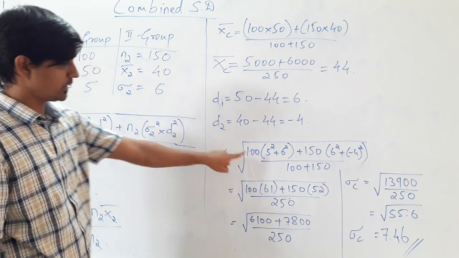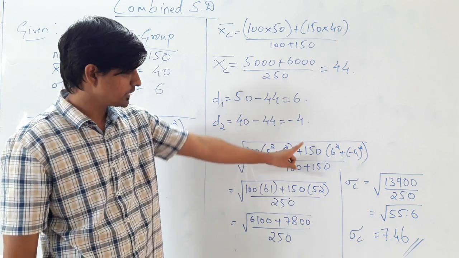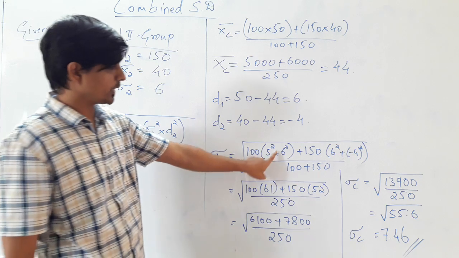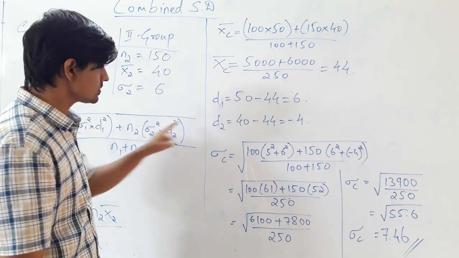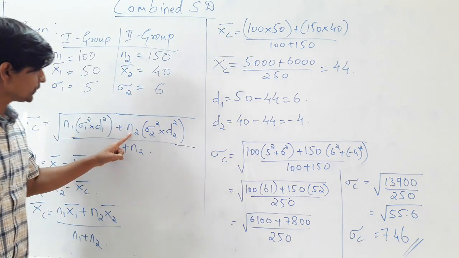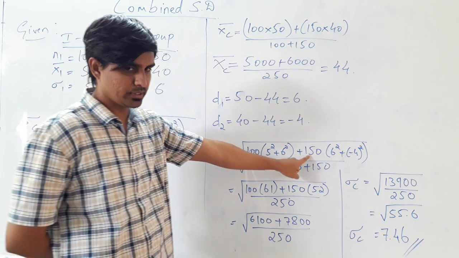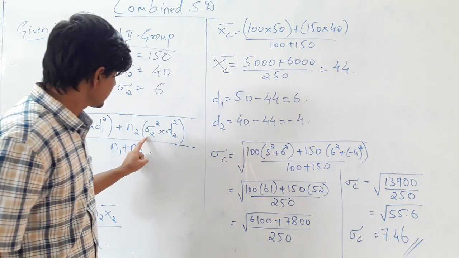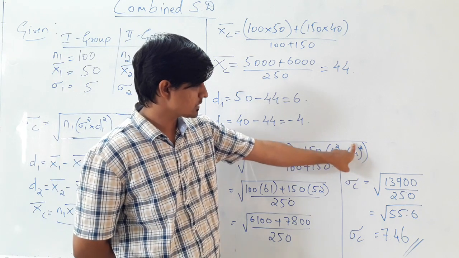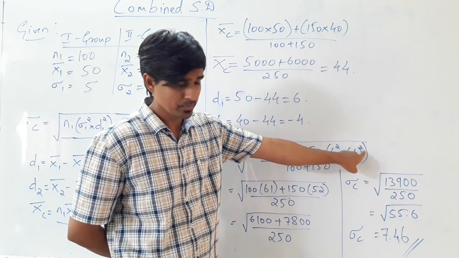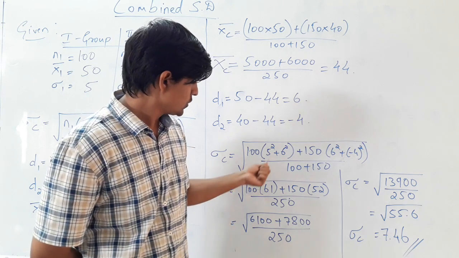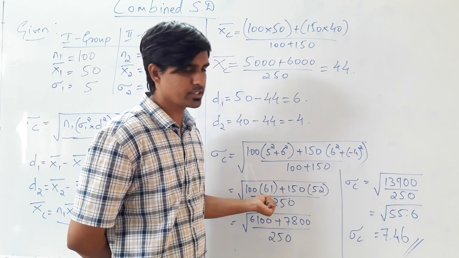Now we have to find the combined standard deviation, under root n1, where n1 is 100. Bracket open and close, I have already written. Next, sigma 1 square, here 5 square, plus d1 square. d1 is 6 square, plus n2 which is 150 into sigma 2, 6 square, plus d2 which is minus 4 square. 5 square is 25, 6 square is 36. So 25 plus 36 gives me 61.